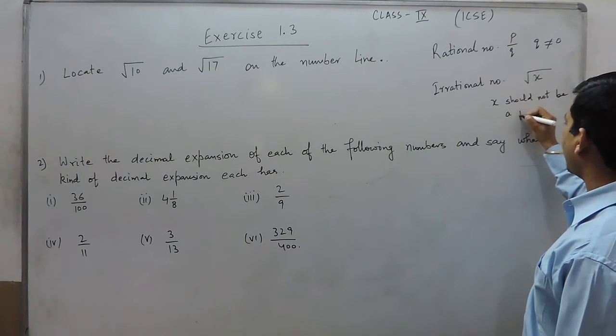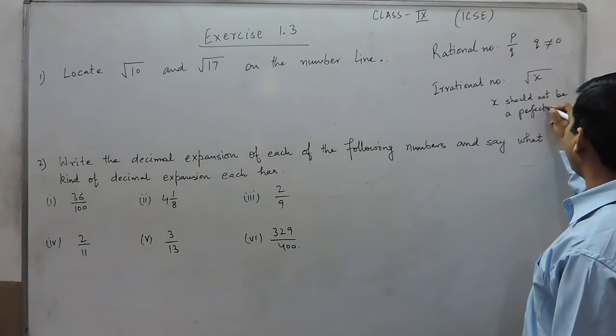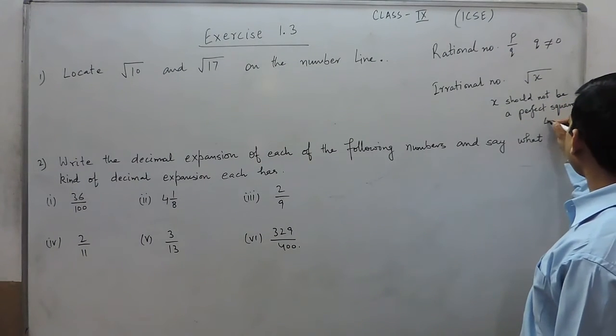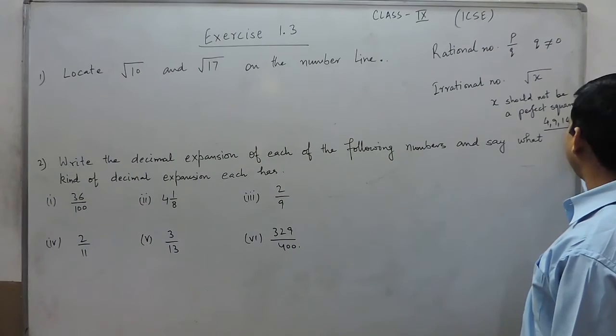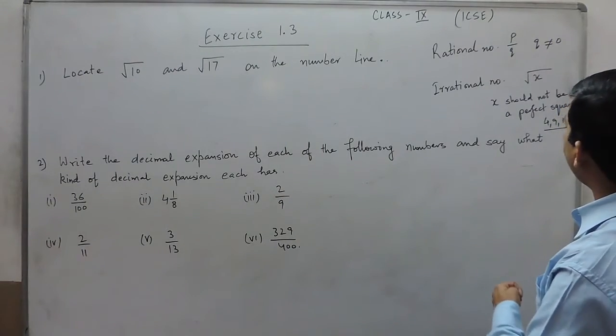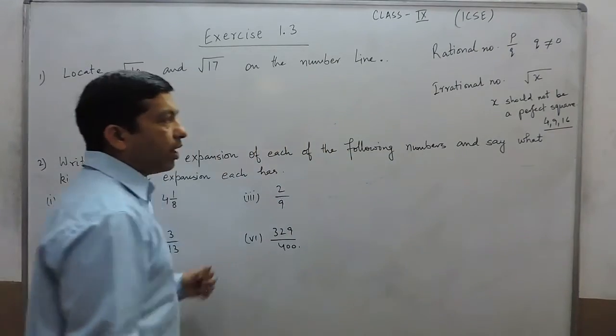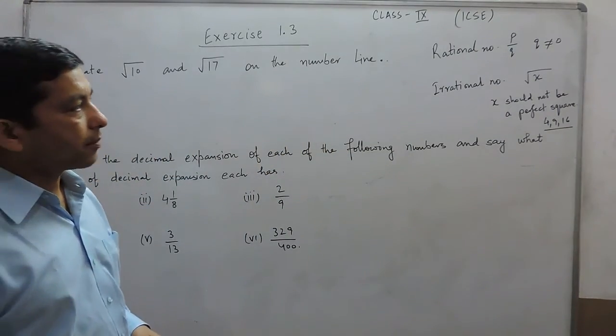a perfect square. When I am saying perfect square, that means a number like 4, 9, 16, where we know that the under root of 4 is 2, under root of 9 is 3, under root of 16 is 4. Otherwise, it is known as an irrational number.